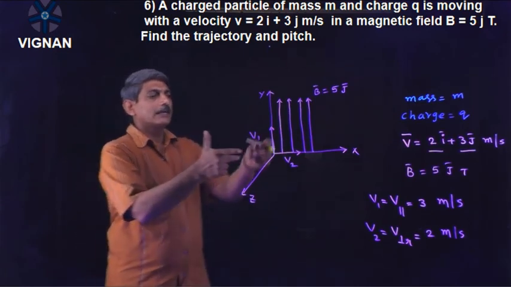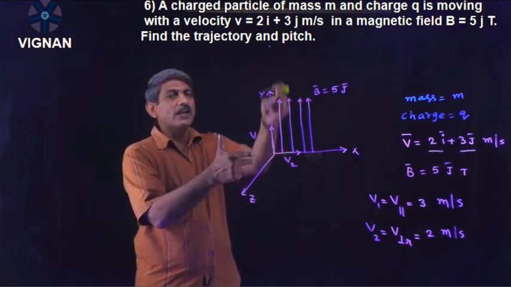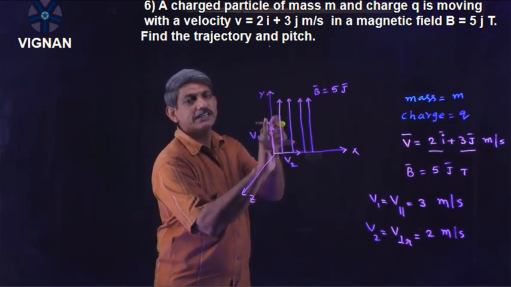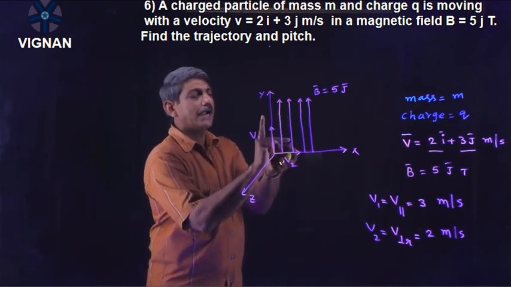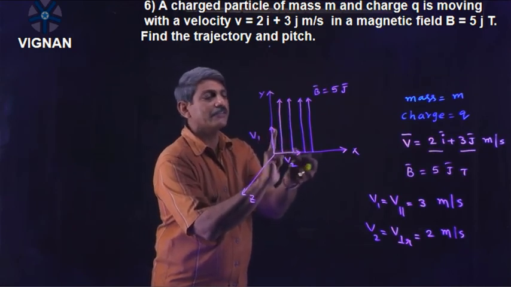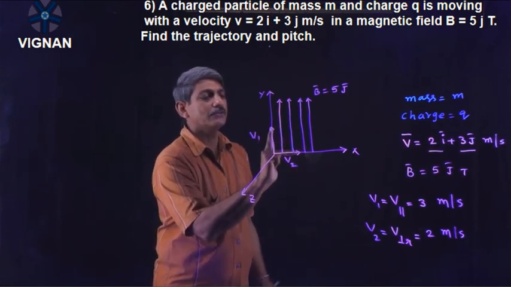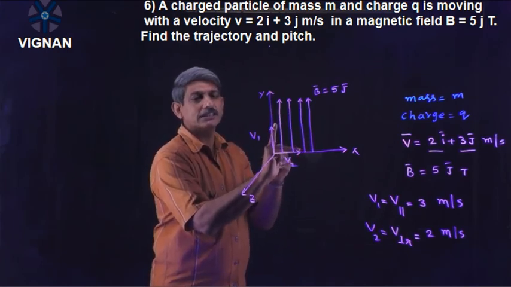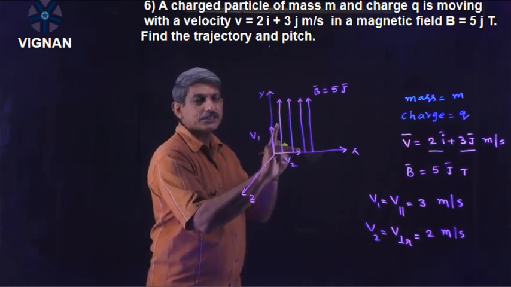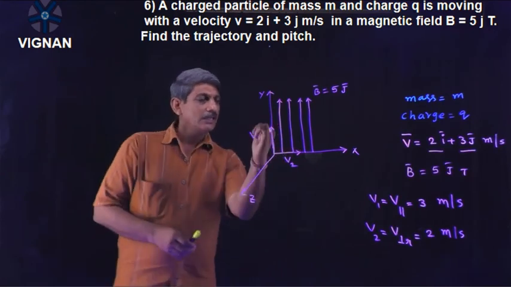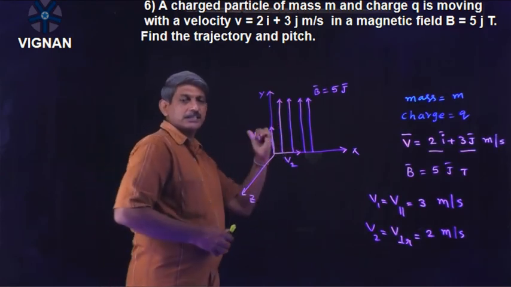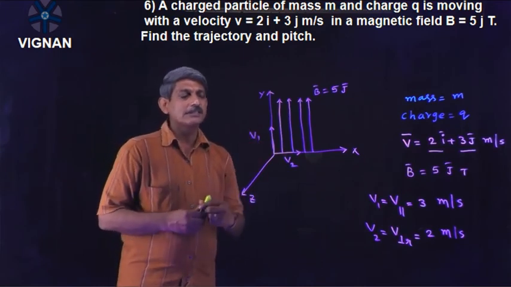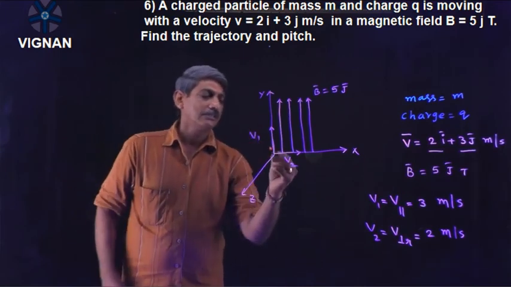Here, the direction of the magnetic field is in the y-axis direction. That's why keep the index finger in the direction of the magnetic field and keep the middle finger in the direction of the velocity V2. If this is the direction of the magnetic field and this is the direction of the velocity, then the thumb indicates the direction of the force. That's why the force is acting along this direction. That's why the particle also describes the circular path along this direction like this.